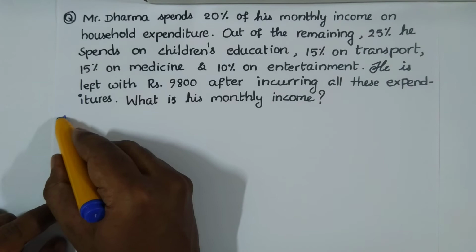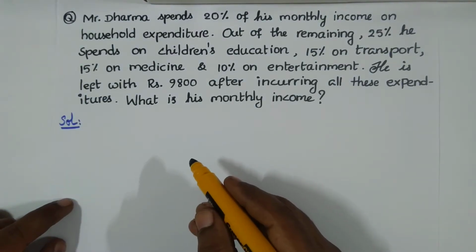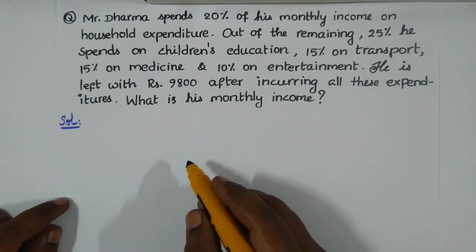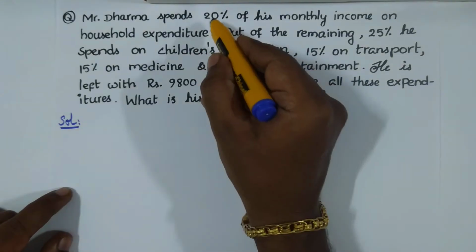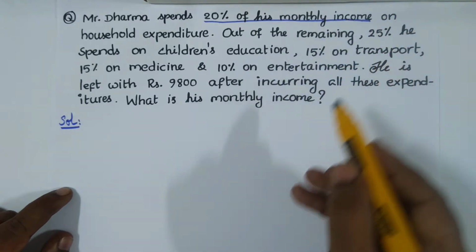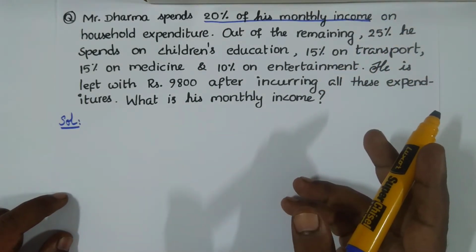The question seems lengthy, but it is very simple. There is nothing in this. It is one of the simplest possible questions we have from the percentage based topic. Mr. Dharma spends 20% of his monthly income. Just collect the data and arrange your data properly. That's it, you will get the answer out of it.